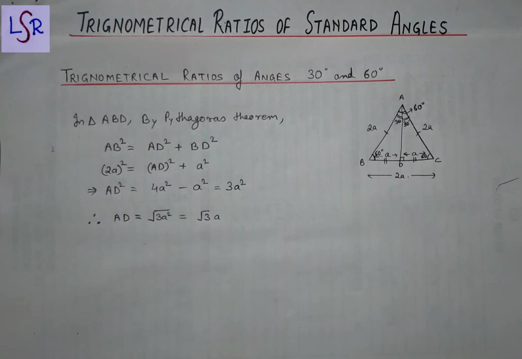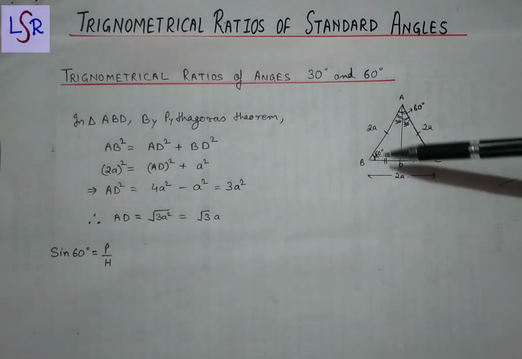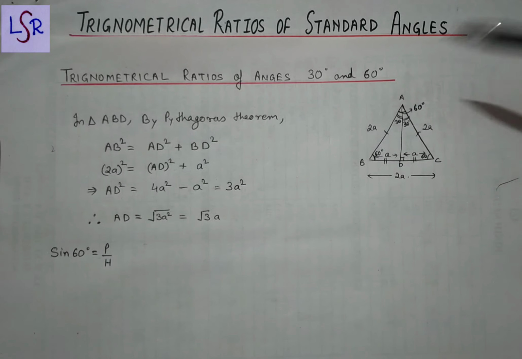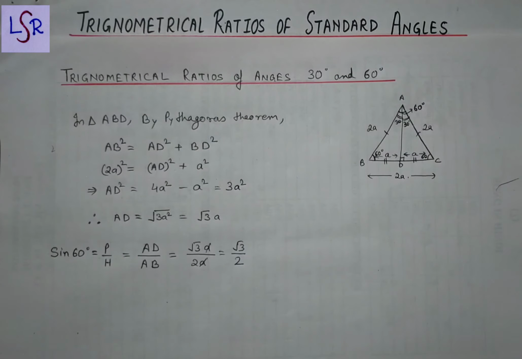Now we can find the trigonometrical ratios for 30 degree and 60 degree. Well, let's start with the 60 degree. Now here we take sine 60, which is equals to perpendicular upon hypotenuse. And for 60 degree, this is perpendicular and this will be the hypotenuse, that is AD upon AB. And on placing the value of AD and AB, we've got root 3A upon 2A. We can cancel out the A and we get finally as root 3 upon 2.